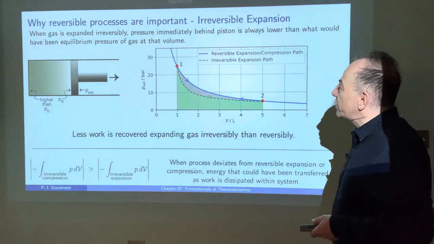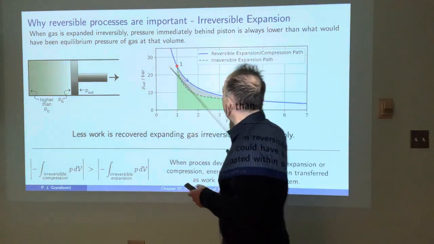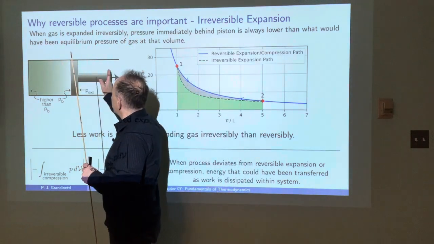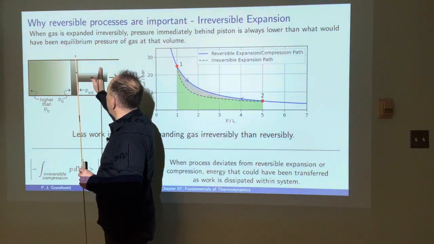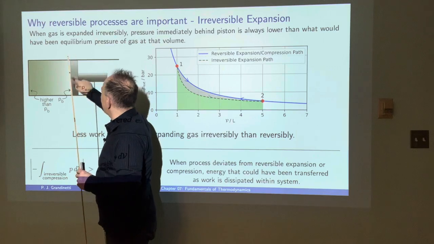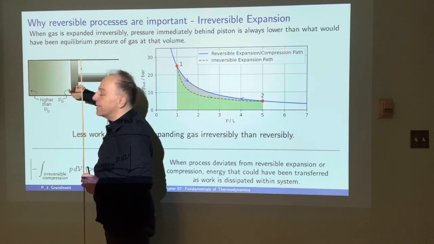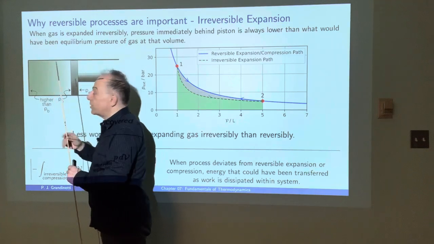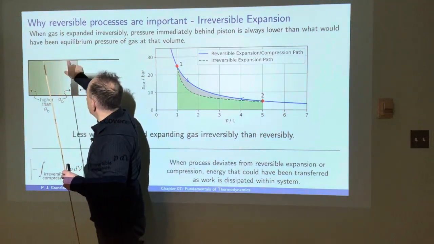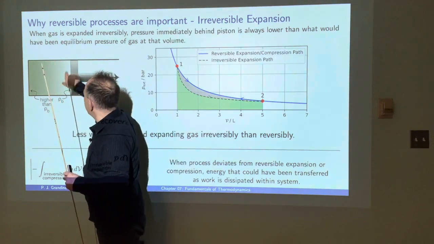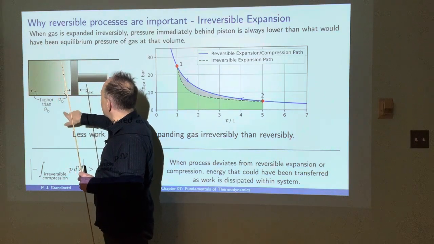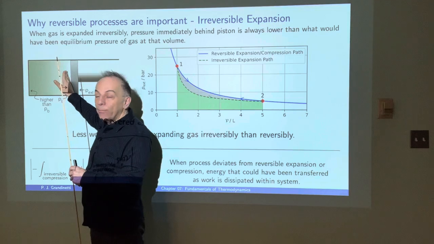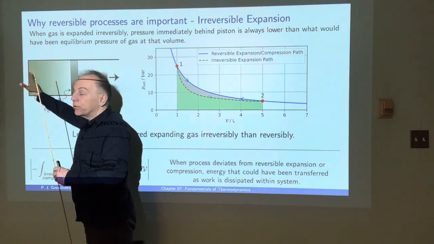What about expansion? Well, if you let it expand from, say, 1 liter out to 5 liters, if you let it expand irreversibly, then as soon as you let the piston come out and the pressure reduce, you're going to have a lower density immediately behind the piston than you have in the other regions of the system. So again, you're not at equilibrium. So this part of the system, just immediately behind the piston associated with PB, is going to be at a lower pressure than the equilibrium pressure would have been, and it's going to be higher over here.